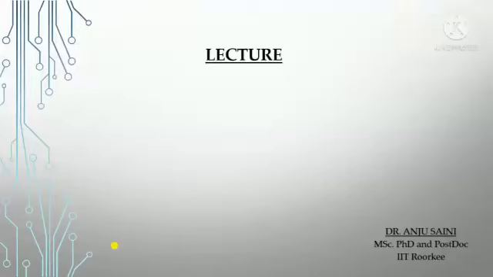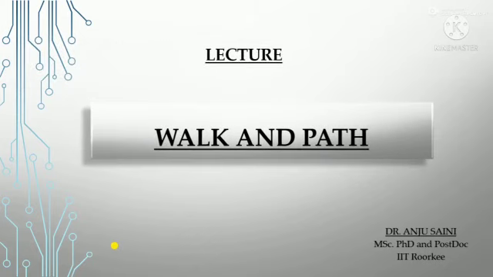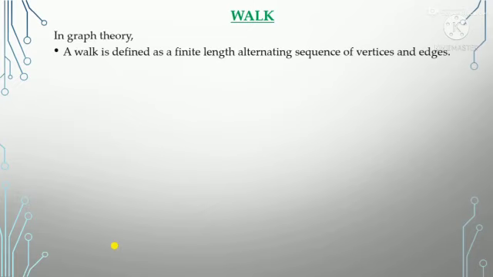Welcome all to the new lecture in graph theory on walk and path. Here we will discuss what a walk in a graph is and what a path is. So first of all, what is a walk? In graph theory, a walk is defined as a finite length alternating sequence of vertices and edges.